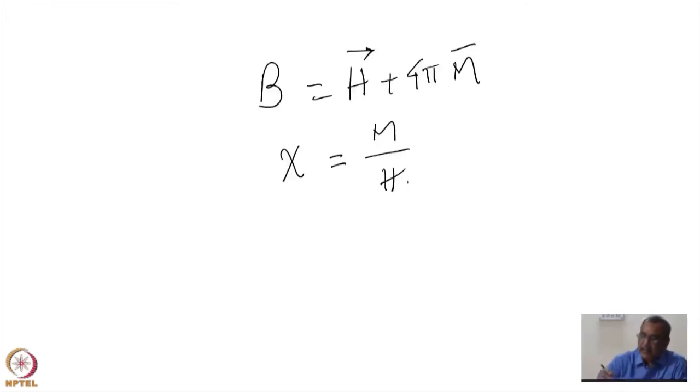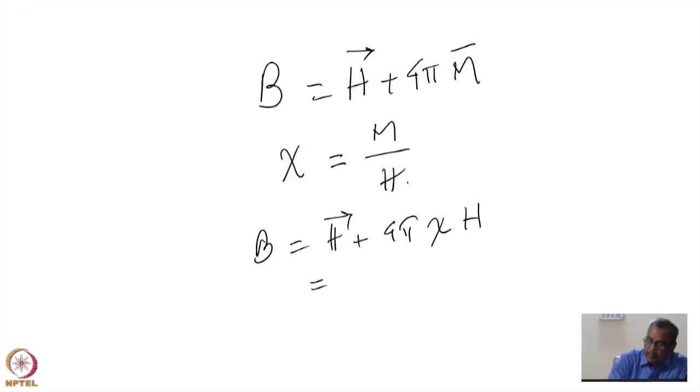So that when I write that, B becomes equal to H plus 4 pi chi H, equal to 1 plus 4 pi chi, times H, equal to mu H.